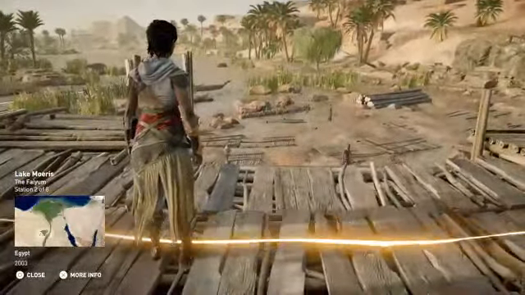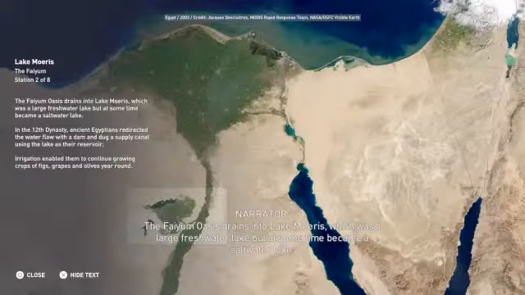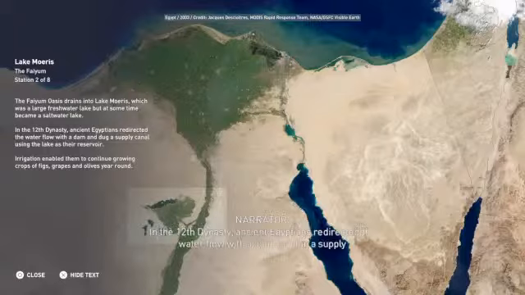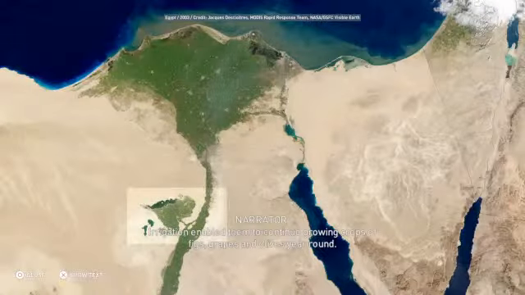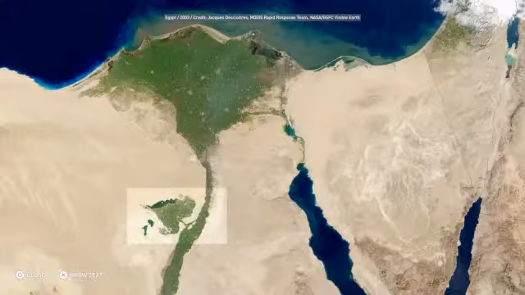The Fayoum Oasis drains into Lake Moeris, which was a large freshwater lake, but at some time became a saltwater lake. In the 12th dynasty, ancient Egyptians redirected the water flow with a dam and dug a supply canal using the lake as their reservoir. Irrigation enabled them to continue growing crops of figs, grapes, and olives year-round. Of course, credit 2003 to Jacques Descloitres, MODIS Rapid Response Team, NASA GSFC, Visible Earth.